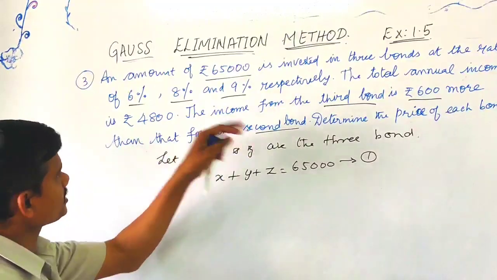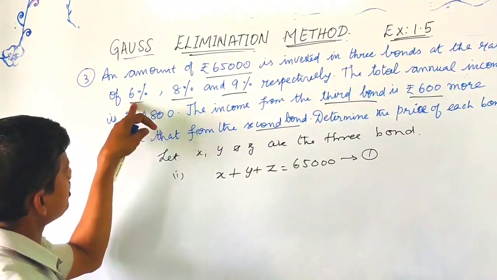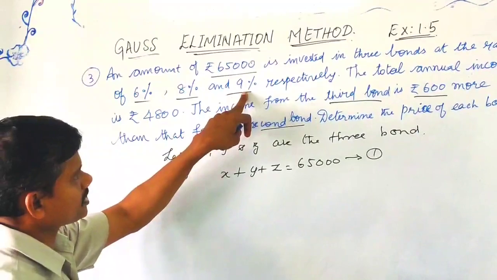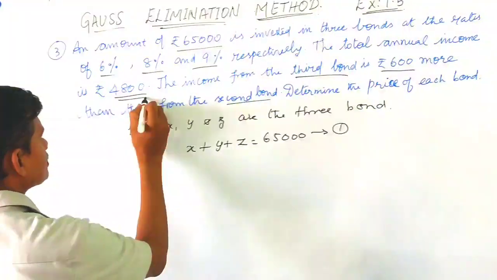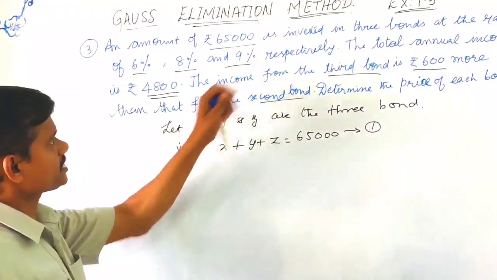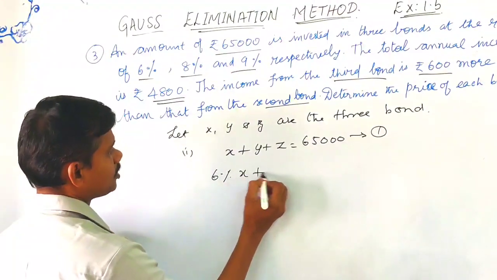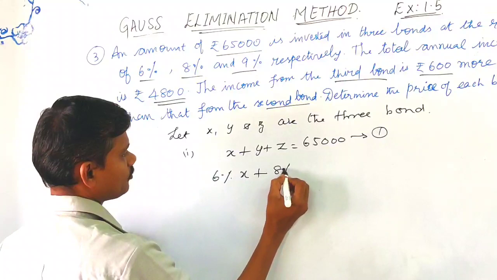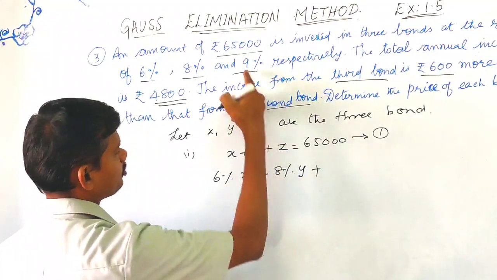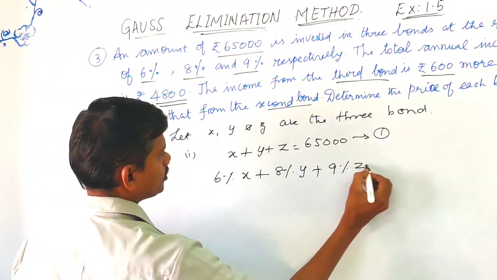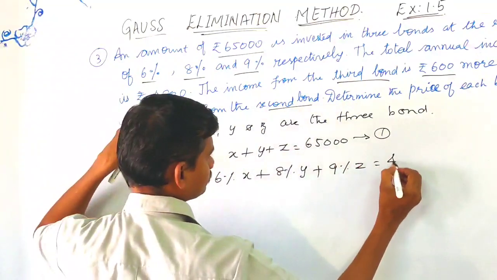Then the second data is the rates are 6%, 8% and 9%. The total annual income is 4,800. Using this data, I am going to write the second equation. So 6% of x plus 8% of y plus 9% of z gives 4,800.